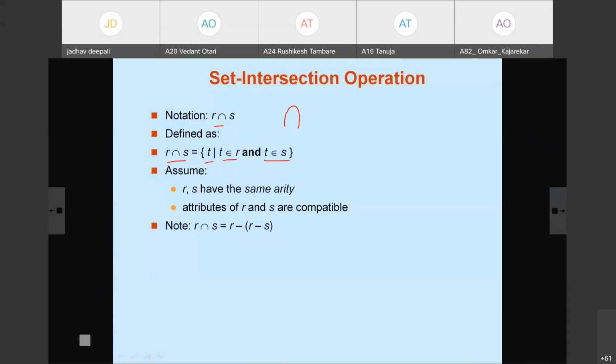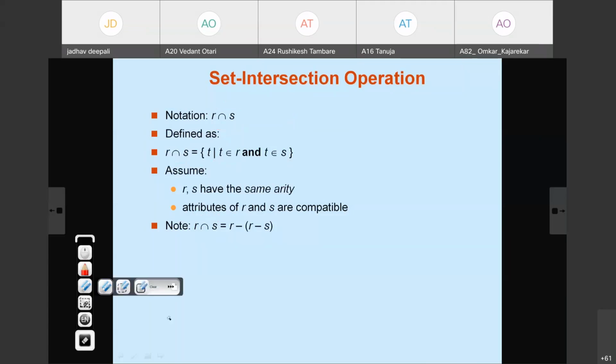As it is a binary operation, R intersection S must satisfy two constraints. The first is that R and S must have the same arity, meaning the same number of attributes. The second is that the domains of the attributes of R and S must be compatible. What does it simplify? It simplifies the set difference. Instead of R intersection S, we can use set difference in this way, and the results of both are the same. It is used to simplify the set difference operation.